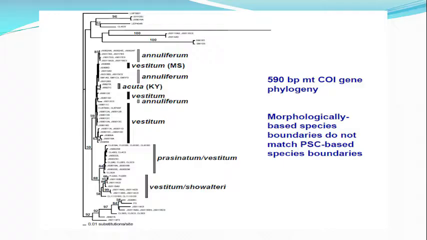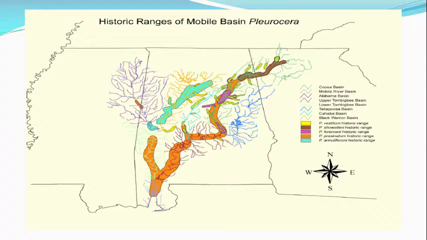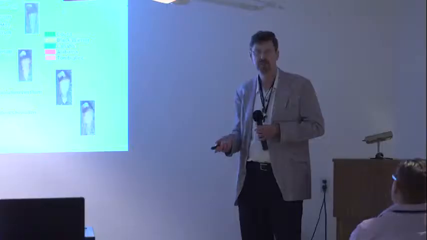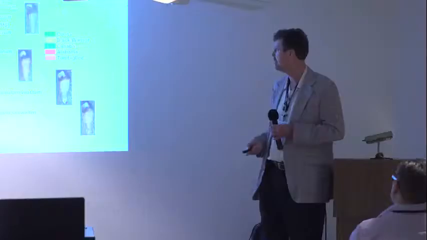All right, and that's what I said there. So it turns out if you look at the historical distribution of vestidum, you see these little yellow polygons here. This is the distribution of vestidum historically. They're found in all these streams that drain into larger rivers. And so we suppose that perhaps vestidum is an ecomorphotype. You get a certain vestidum-like shape and style because you live in a small stream, not because you're a separate species. And so that's what we think may be going on.